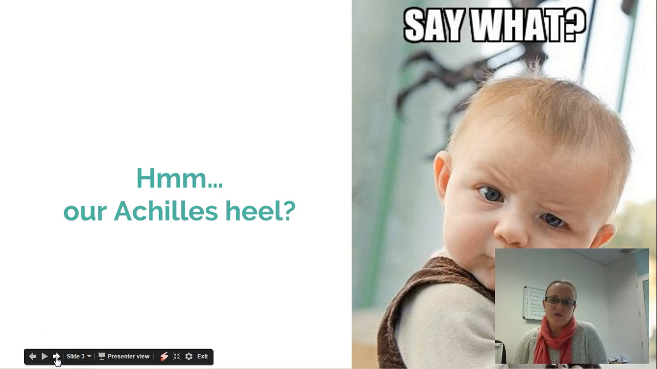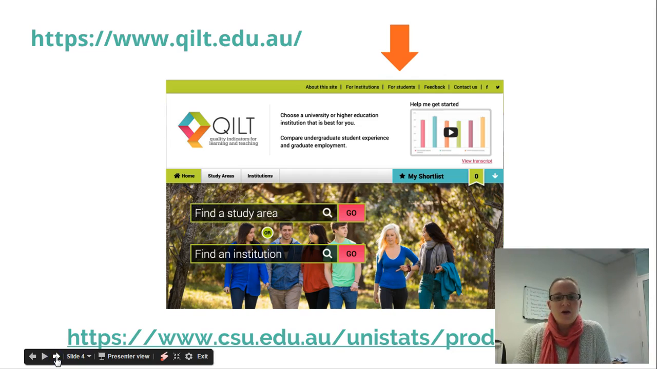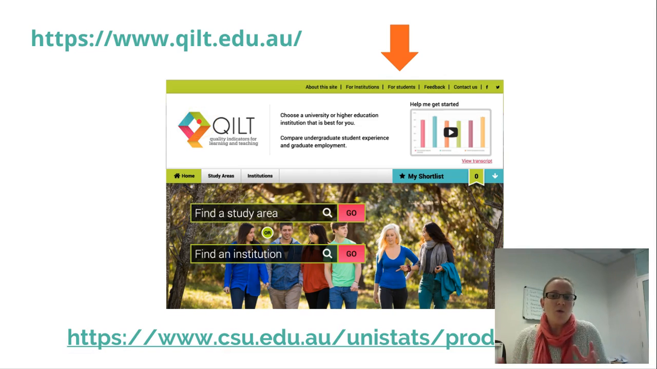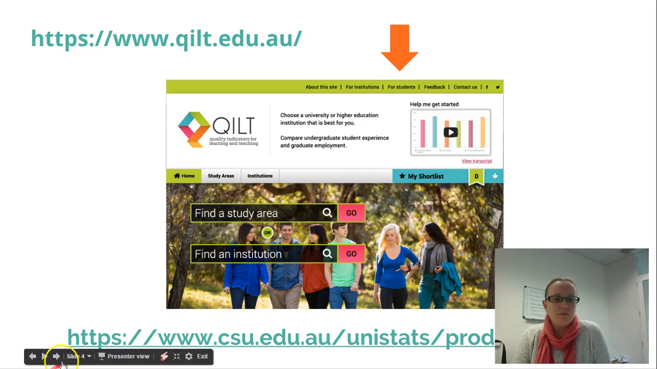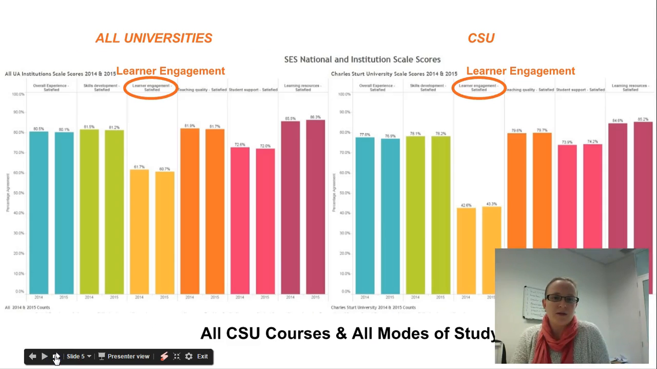Okay, so what are we trying to do? What is our Achilles heel? Why have I said that we're trying to address our Achilles heel? There's a whole lot of different external survey tools that are used to measure quality in our learning and teaching across the tertiary sector. One of these tools is called QILT, or Quality Indicators for Learning and Teaching, and it's one of the tools that is important, or that students can go in and have a look at the data and compare different institutions and different courses or disciplines across the sector.